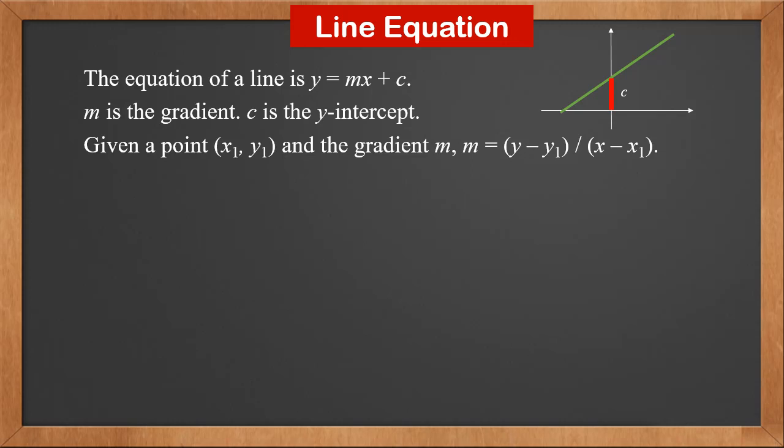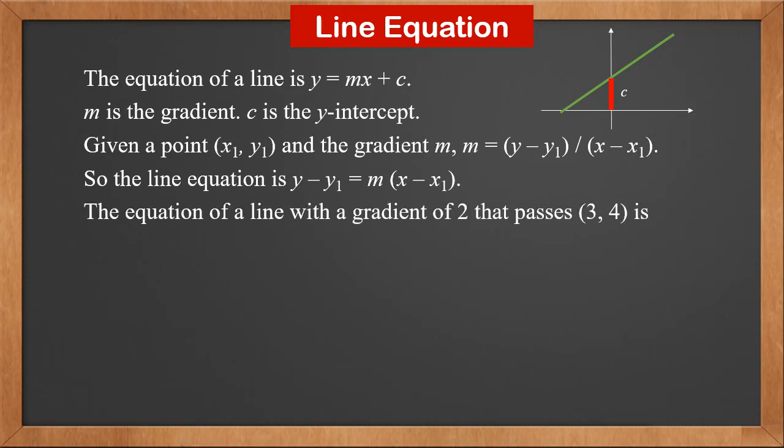If a point (x1, y1) and the gradient m are given, we know m is (y minus y1) over (x minus x1). Multiply, and we get the line equation as y minus y1 equals m times (x minus x1). For example, if a line's gradient is 2 and it passes point (3, 4), then the line equation is y minus 4 equals 2 times (x minus 3). Rearrange terms, we get y equals 2x minus 2.